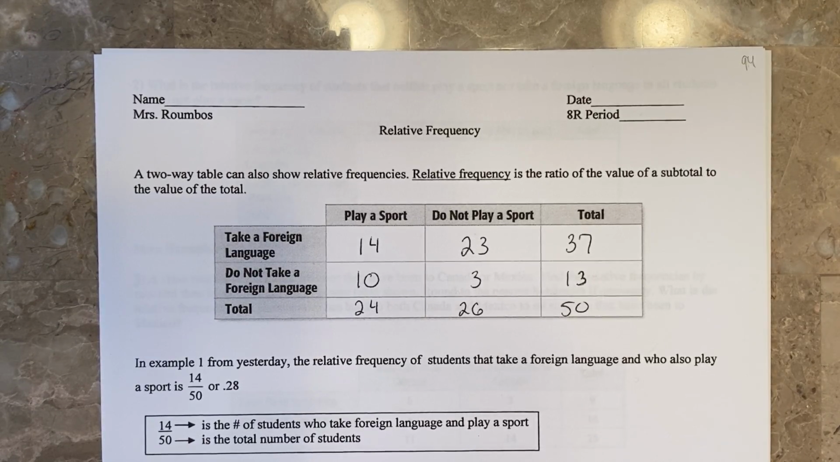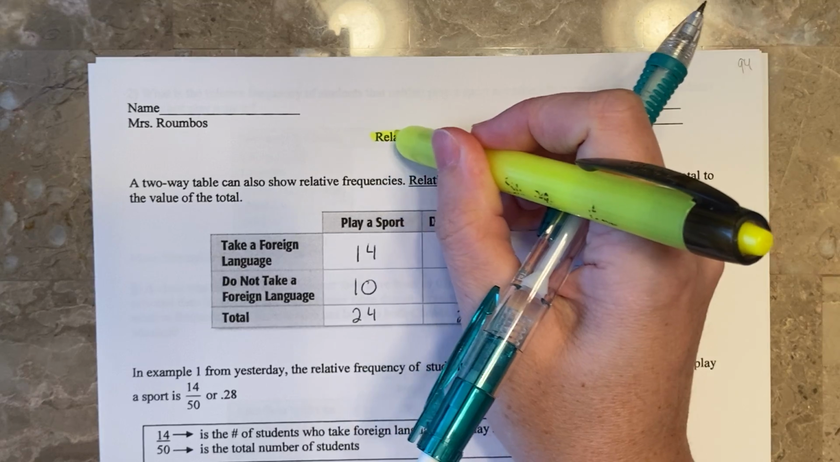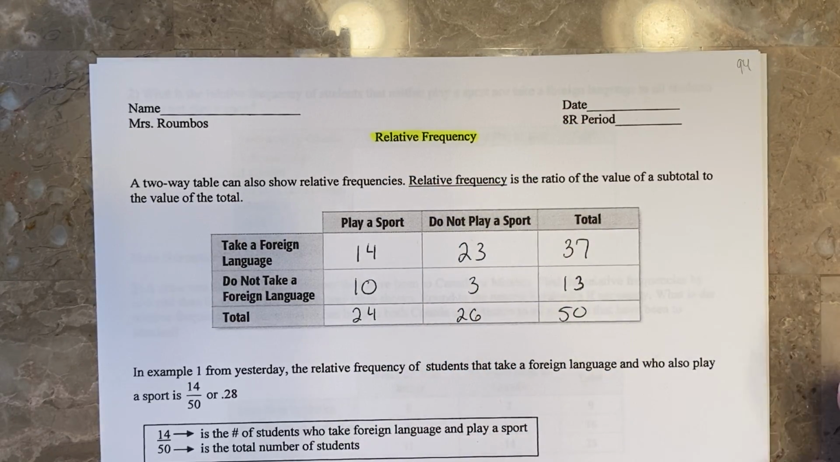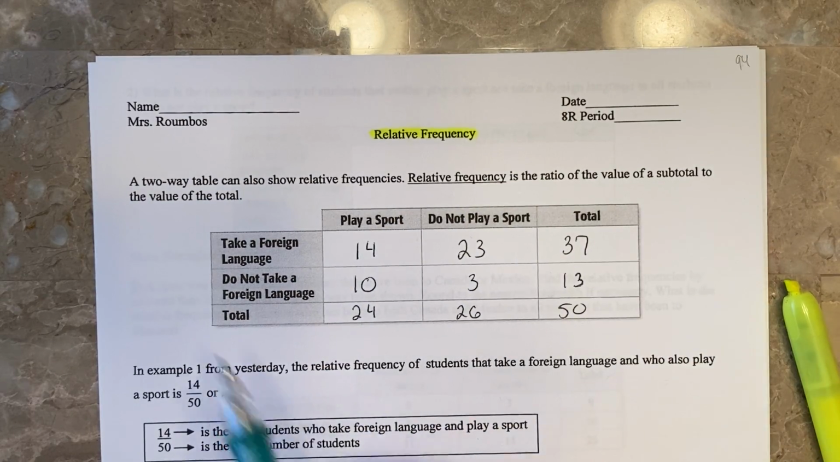This is a video for lesson number 94, day 94. This is our second day of two-way tables, and today we're going to talk about relative frequency with our two-way tables. You will definitely need a calculator for today, so make sure you have that handy. All right, here we go.